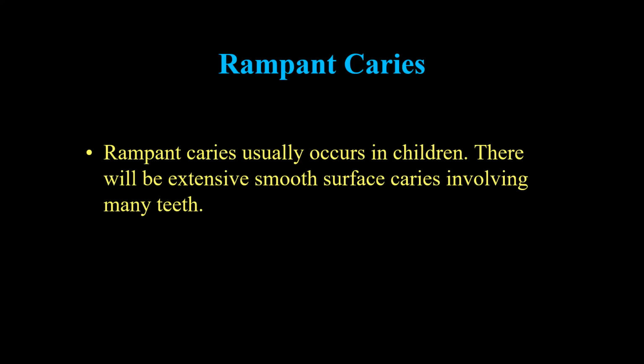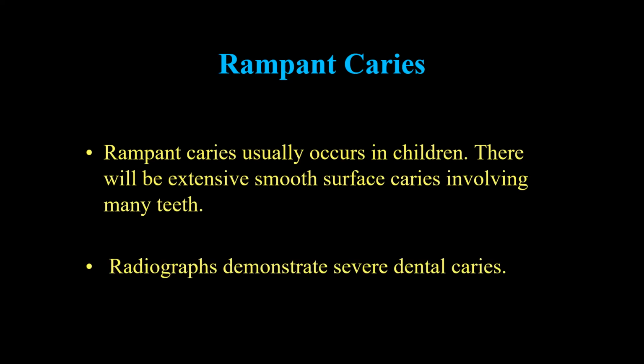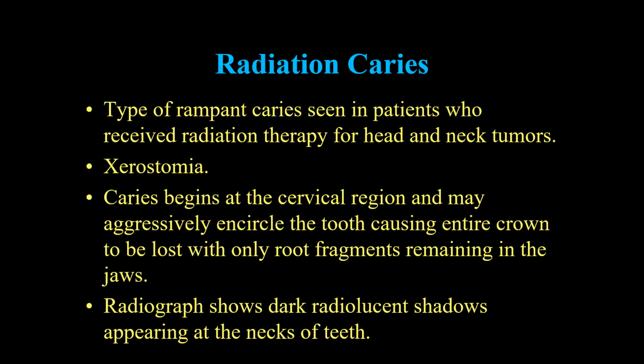Next is rampant caries. So rampant caries is usually seen in children. There will be extensive smooth surface caries involving many teeth. Usually the radiograph demonstrates severe dental caries. So this is an image that is showing extensive involvement of all the tooth surfaces. Usually it is seen in children.